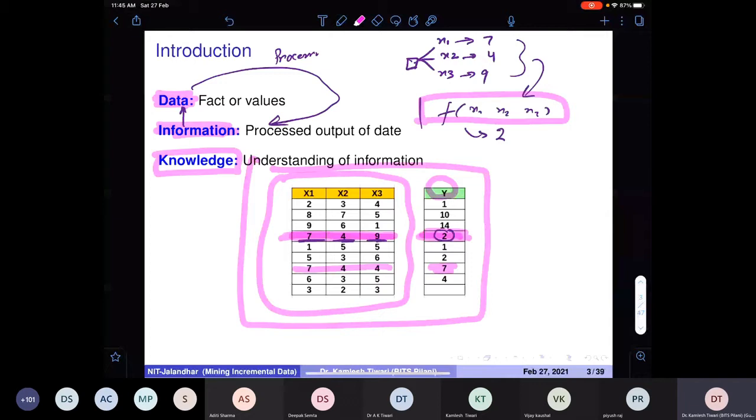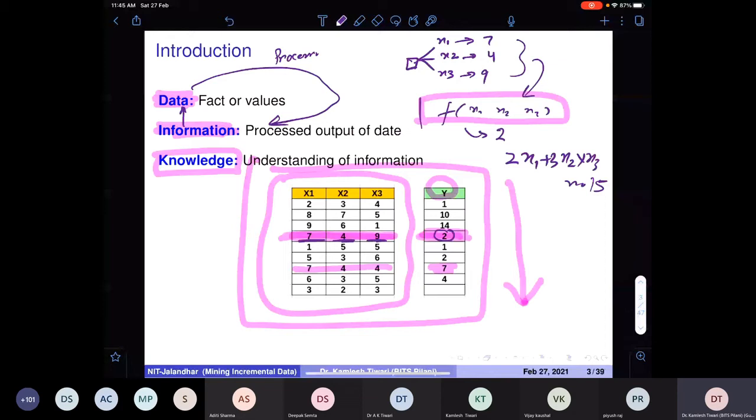But if I tell you what this function is, a very important part, for example, I'm not sure about this, but let's assume that this function is 2 multiplied by x1 plus 3 multiplied by x2 into x3 mod 15. Let's assume that this function is like this. I'm not sure about this.